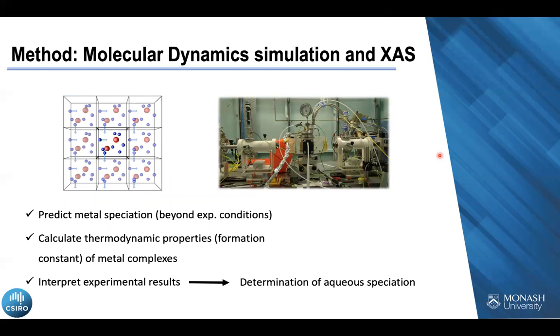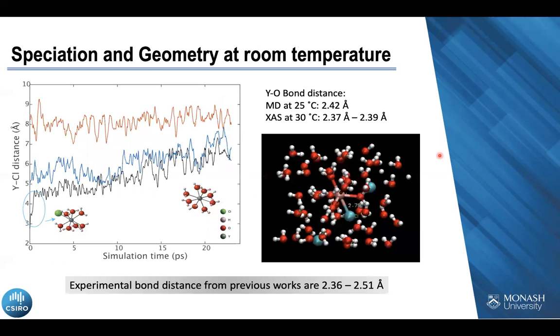So we use a method combining molecular dynamic simulations and X-ray absorption spectroscopy. We use MD to predict the metal speciation and also help to interpret the XAS results. The experiment and the MD will validate each other. And we are also going to use MD to calculate the formation constants of yttrium chloride complexes.